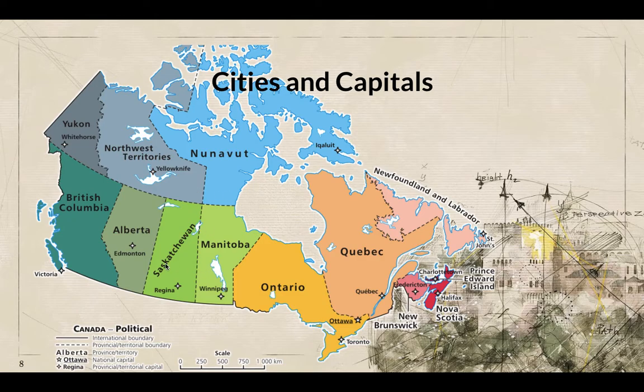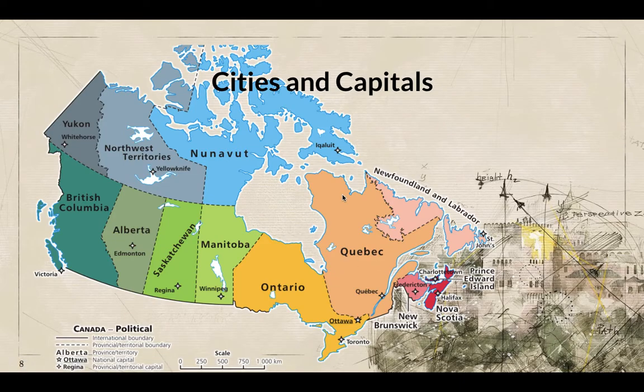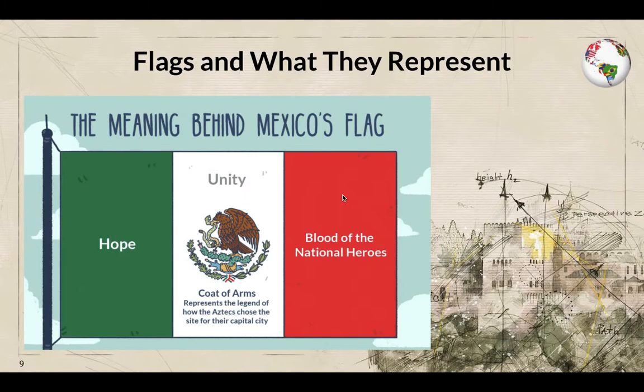Some other cities and capitals. Oh, here we go. These are the provinces of Canada: British Columbia, Alberta, Saskatchewan, Manitoba, Ontario, Quebec, and the capitals as well are these little stars here. What else does a political map show?